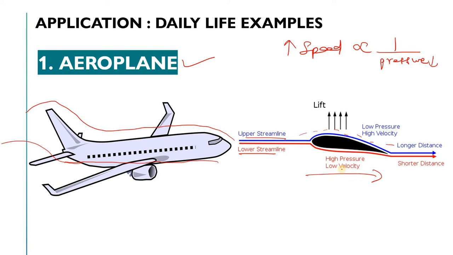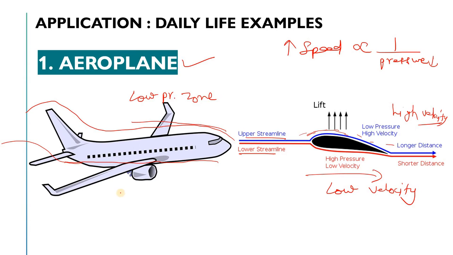So what will happen is that it will have low velocity on one side and high velocity on the other, right? Now we know that if it has a high velocity at the upper portion of the aeroplane, there will be a low pressure zone. Same at this point, it will be your high pressure zone, because here is the low velocity.